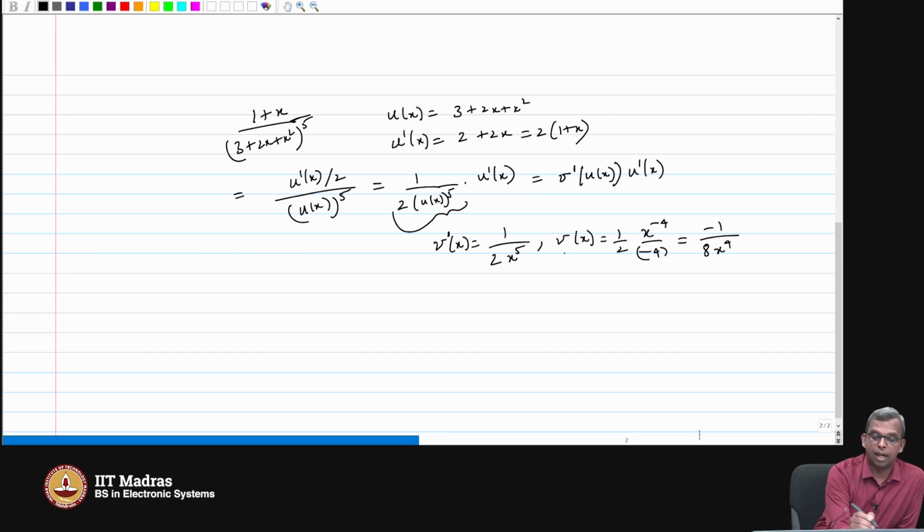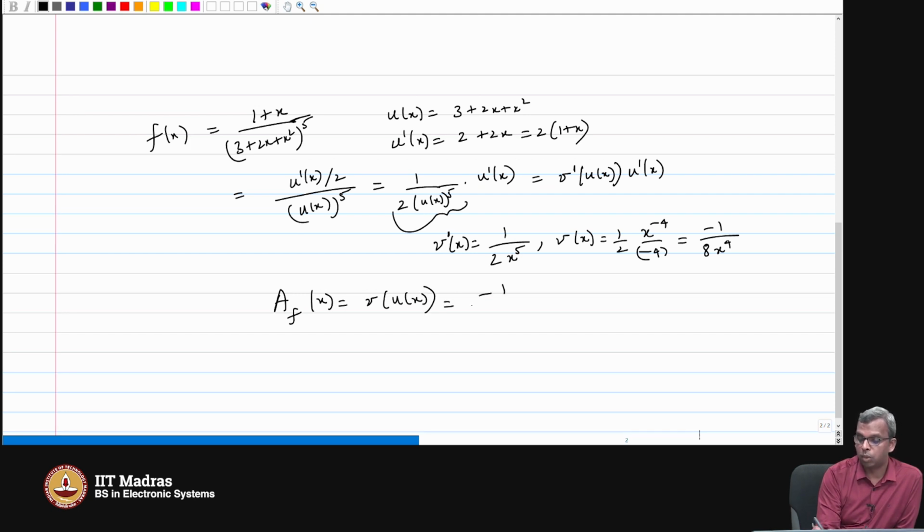So if you have f of x being this function, the antiderivative of f is going to be v of u of x, and that is minus 1 by 8, and instead of x, I am going to put 3 plus 2x plus x squared raised to the power minus 4.